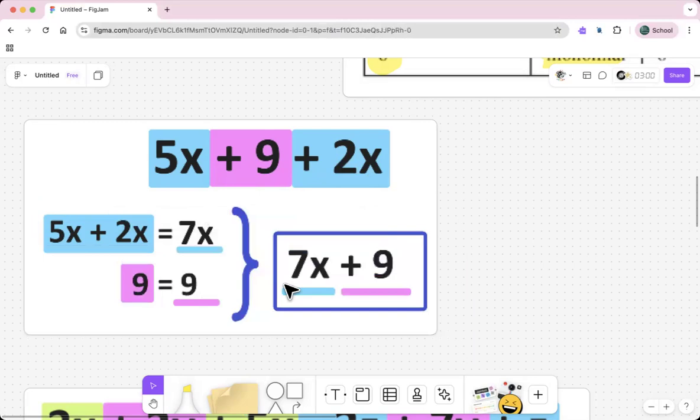Gonna get rid of this. And the positive 9 does not have anything to add to. So my final answer would just be 7x plus 9. Okay, so we have one type of like term, the x, and then the constant number.